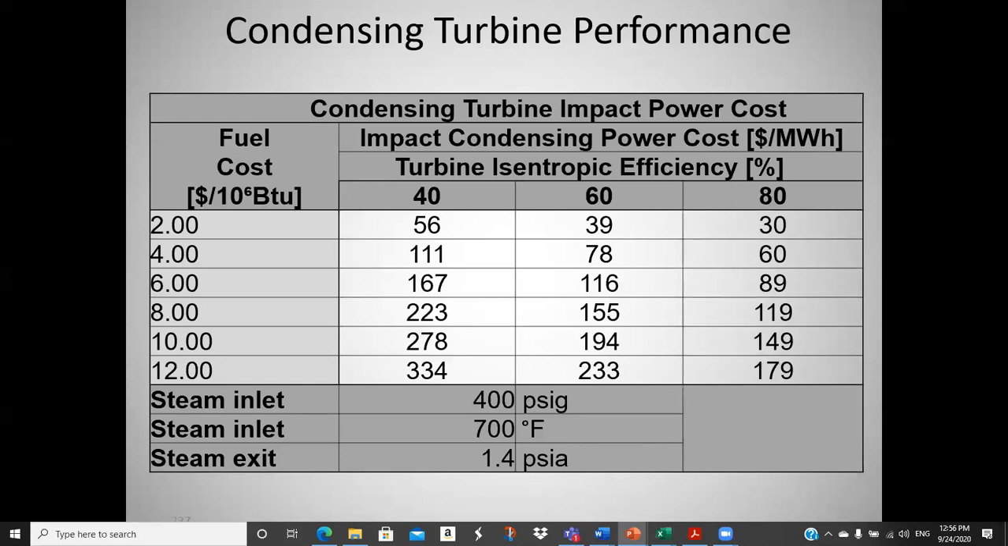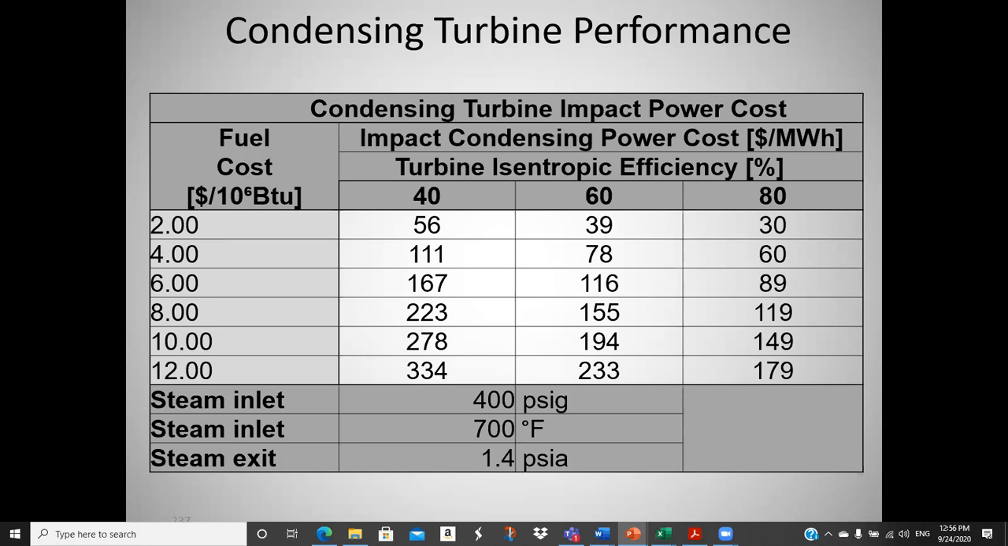So here on this chart, we have to include the isentropic efficiency of the turbine. We have the fuel cost, and this is the impact of power cost in dollars per megawatt hour. So you have to move the decimal point 3 places to get dollars per kilowatt hour, which is what we probably think in more. Big guys, the TVAs of the world, think in dollars per megawatt hour.